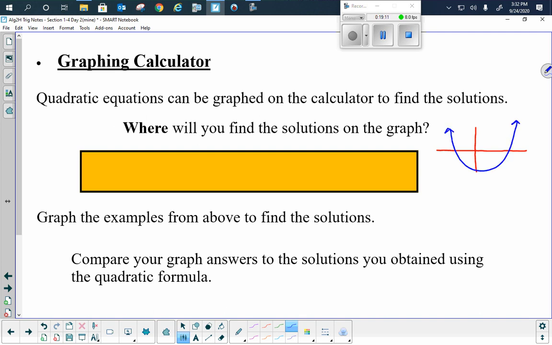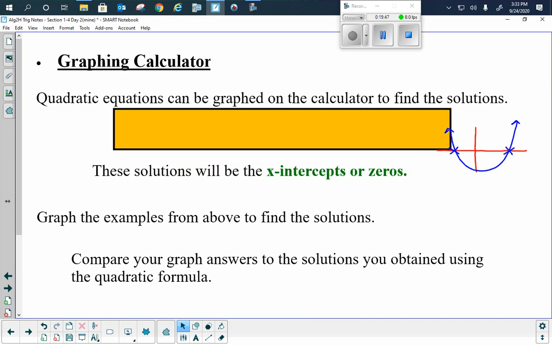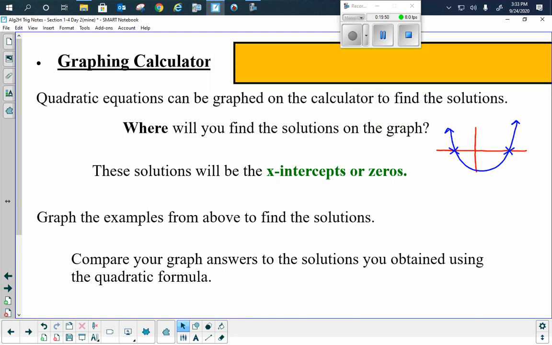Okay. And where are our solutions? Well, remember, all of our equations are set equal to 0 before we ever do anything. So you're really looking at this and saying, where's the y value 0? You're solving for x when the y value is 0. Well, the y value is 0 on the x-axis. So you're really looking for these two places right there. Those two numbers. And those solutions will be the x-intercepts or zeros.